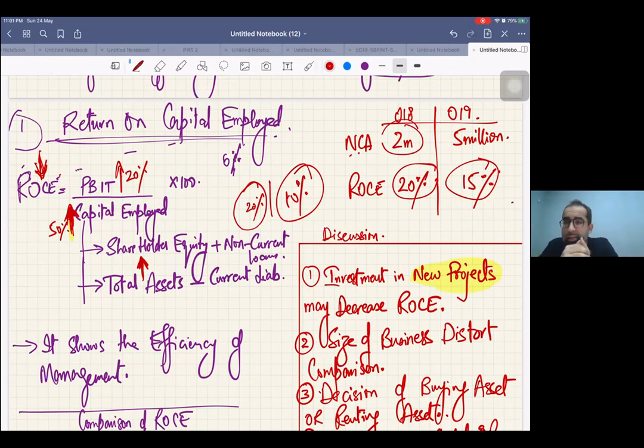So same is the case here. If you are comparing two businesses, and the sizes of these two businesses are not the same, their returns may be different.